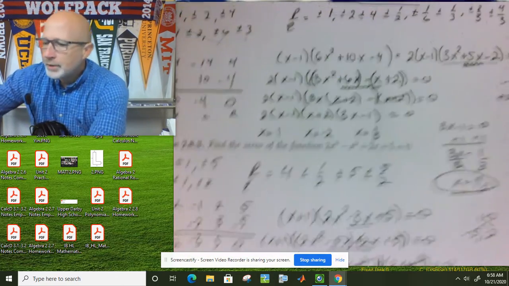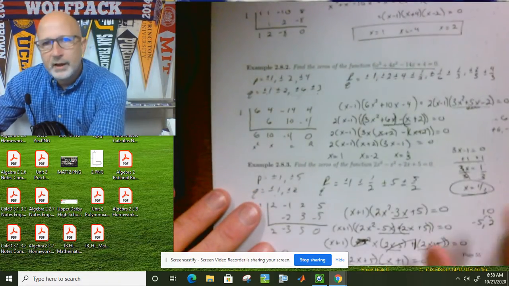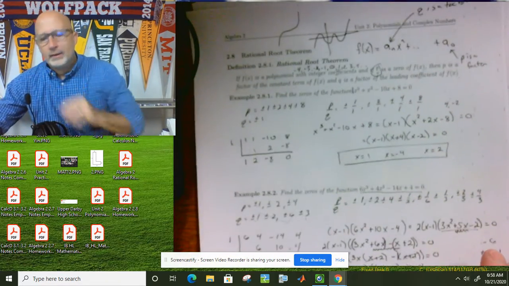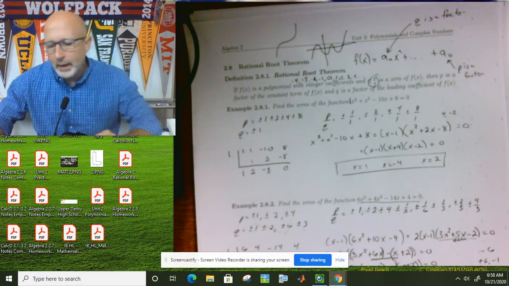So there's the rational root theorem. Like I said, it's not super fun to do this one. It's more of a pain, but it can come in handy if you get into a jam.